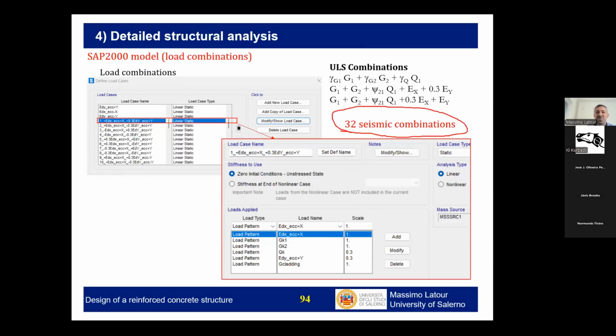This is not one, they are 32, because we have to consider the contribution of the accidental eccentricity and the contribution of the contemporaneity between the two directions of the seismic event. So X will always be combined with plus 30% of the seismic event in the other direction, Y, and also the opposite. As you see, here is just a list of the combinations.